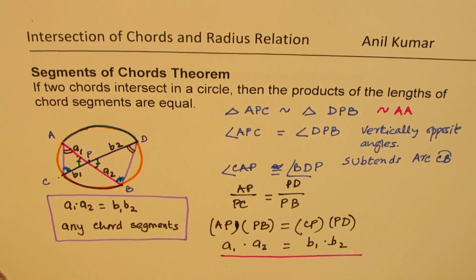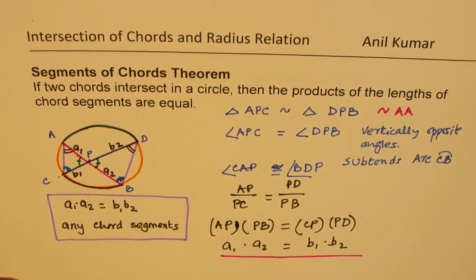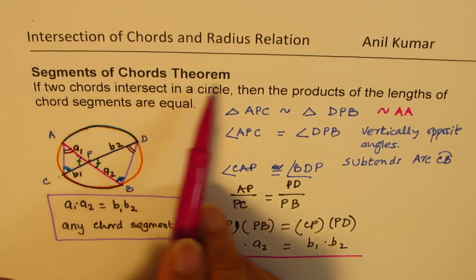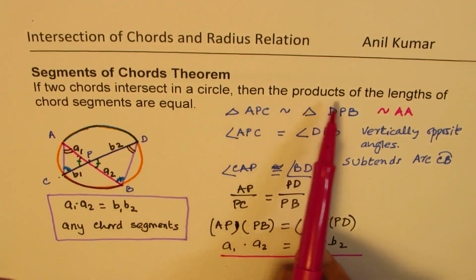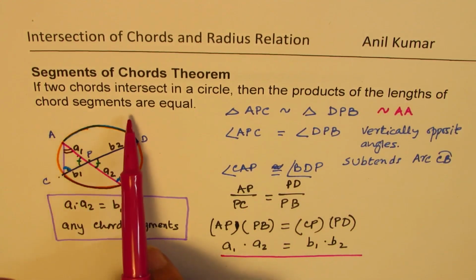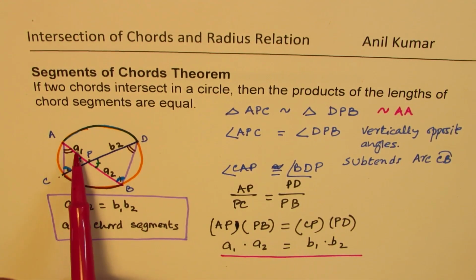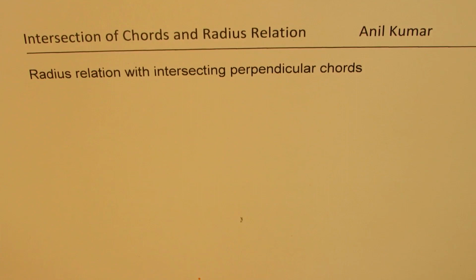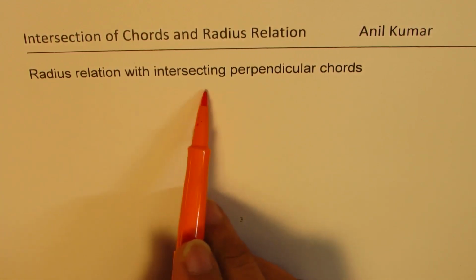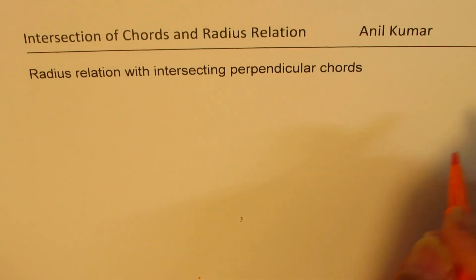So this first proof, very important, is the chord segments theorem, which says if two chords intersect in a circle, then the products of the lengths of the chord segments are equal. That is, A1 times A2 is the same as B1 times B2. Perfect. Now let's also look into the radius relation with intersecting perpendicular chords.